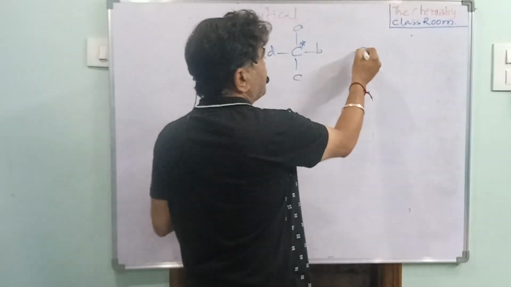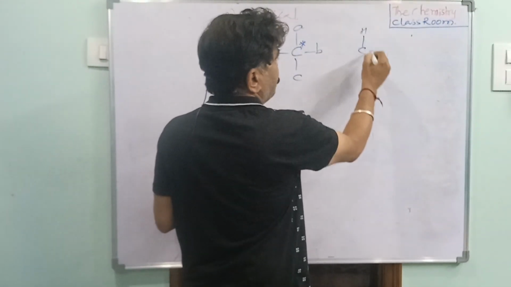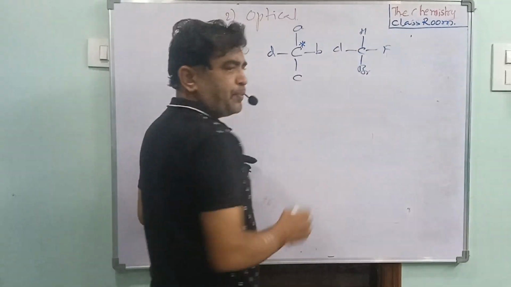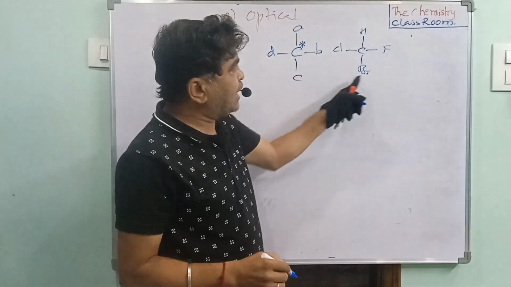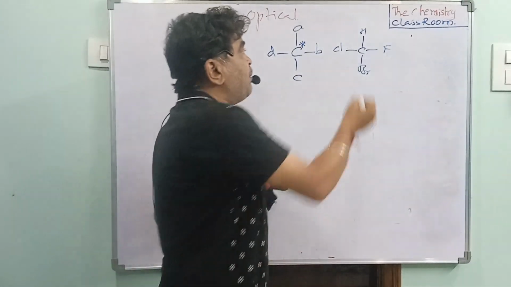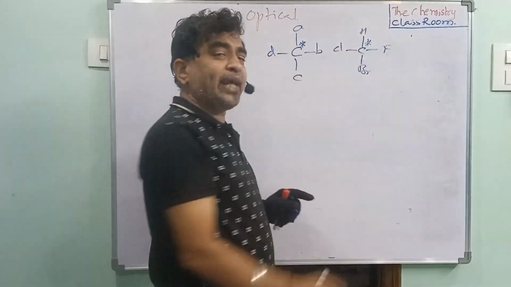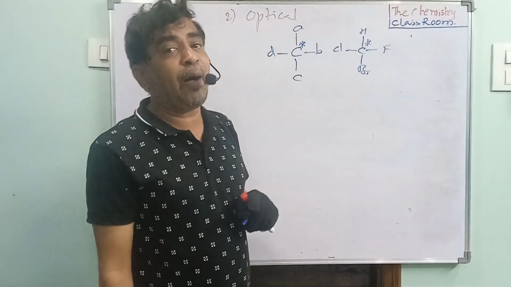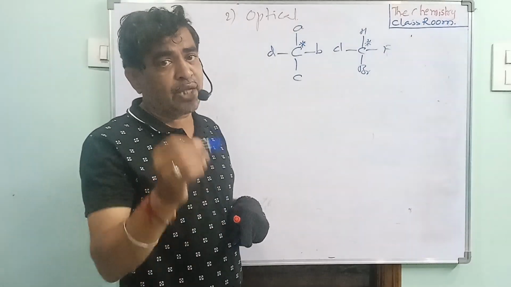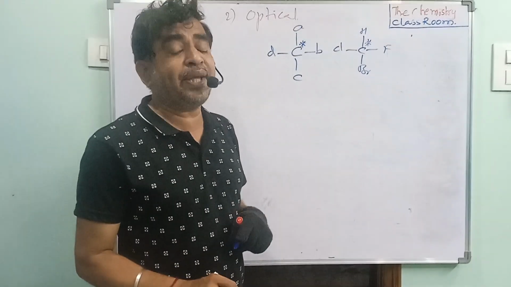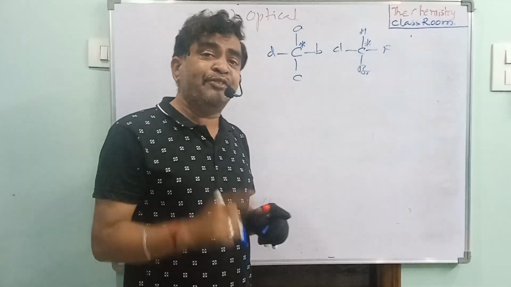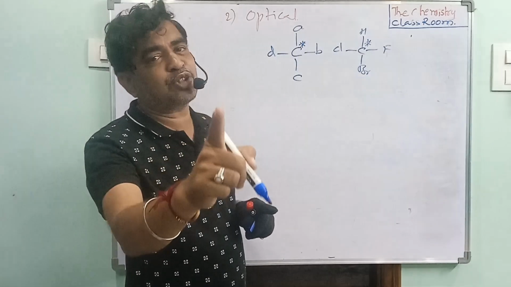For example, one is hydrogen, one is fluorine, the second is chlorine, and the third is bromine. Here the four atoms are different, so automatically this carbon is called an asymmetric carbon, a chiral carbon. Now it performs optical isomerism. The condition is that the carbon should be chiral: when at least one carbon in the compound is chiral, only then does it perform optical isomerism.